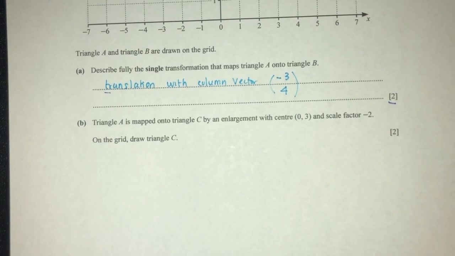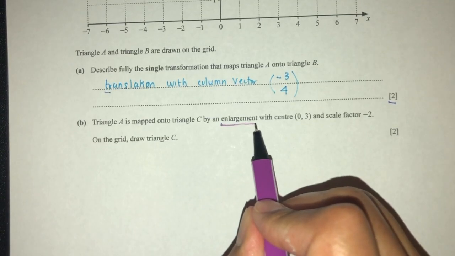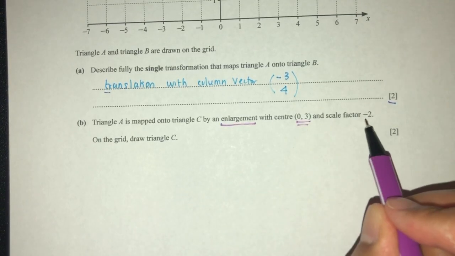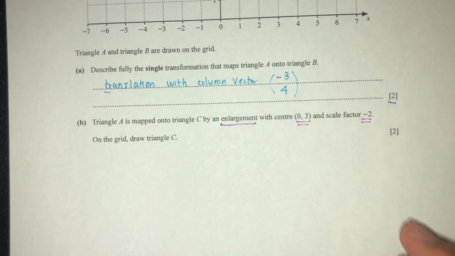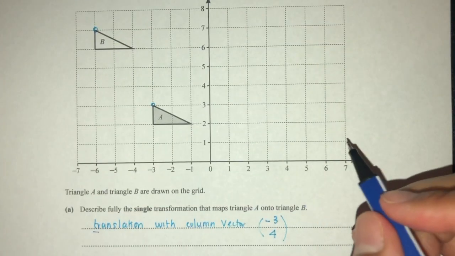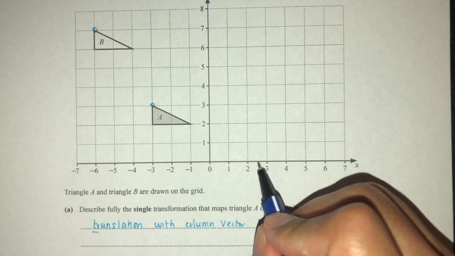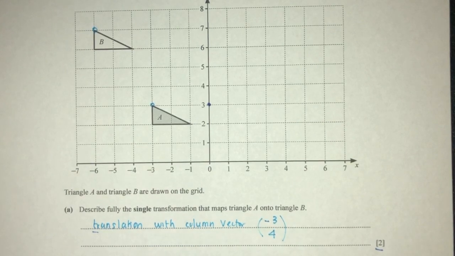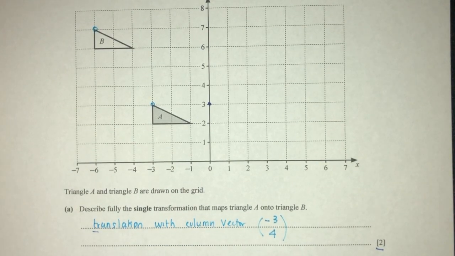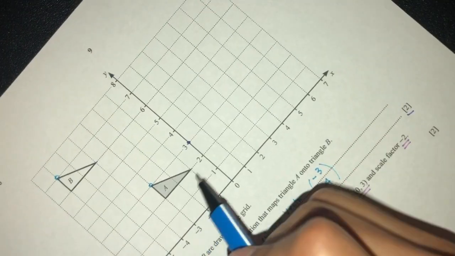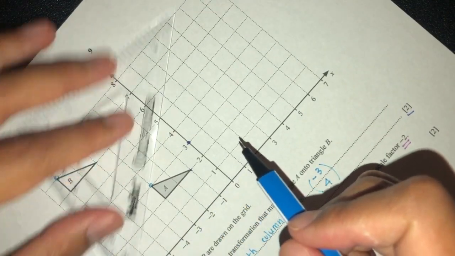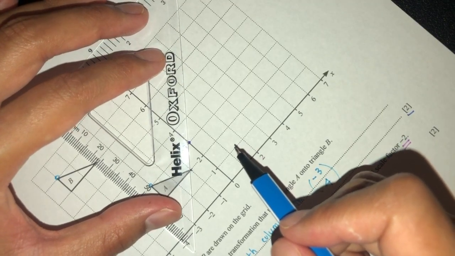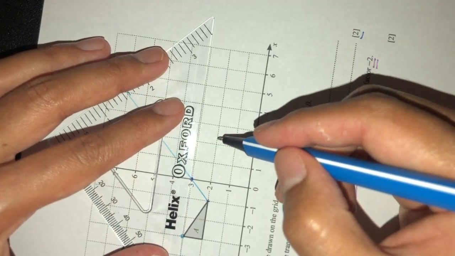Now for part B of the question, triangle A is mapped onto triangle C by enlargement, center (0, 3), and scale factor minus 2. So pretty easy. Let's first draw the center. (0, 3) will be right here. Now to draw the enlargement, we first have to join all the points, these vertices, with the center. That's the first step. Okay, join them and see what happens.